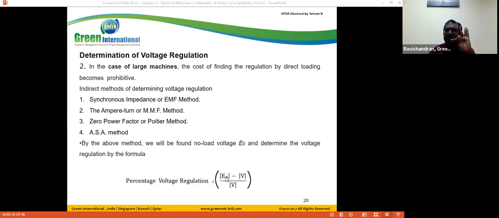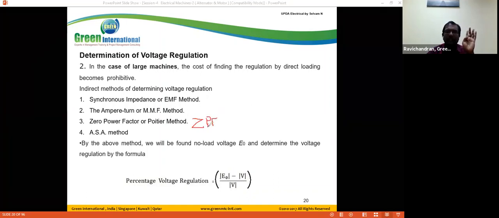For the indirect methods, we have 4 different methods: the EMF method, the MMF method, the Potier triangle method, which we also call the zero power factor method. In college, we say the ZPF method. And the fourth one is the ASA, American Standard method. In general, we don't use the ASA method. We use the EMF method, MMF method, and ZPF method.